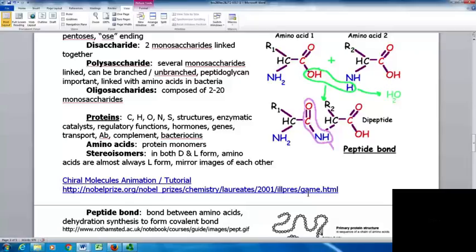Stereoisomers, these are going to be mirror images of each other. They will occur in both D and L forms. Amino acids are almost always in the L form. There's a little animation here that shows you chiral molecules. They're stereoisomers because they're going to spin light in opposite directions.